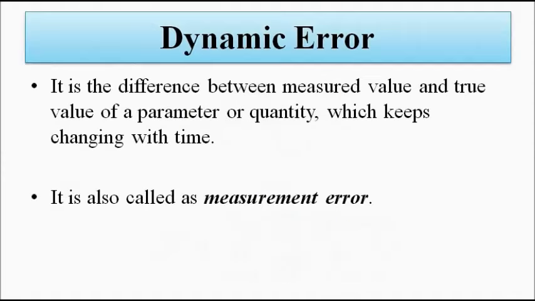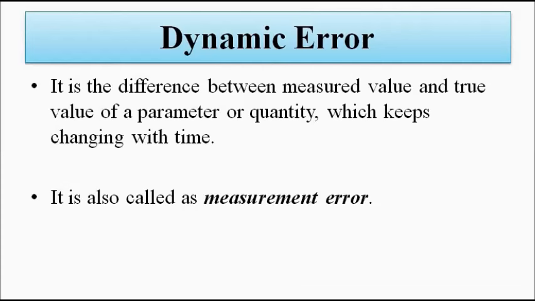Dynamic error is the difference between the measured value and the true value, the same as before for a particular parameter under measurement, but here the true value of the parameter or that particular quantity keeps changing with time. That's why dynamic error comes into play. In static error, the true value is constant. So it is also called measurement error.